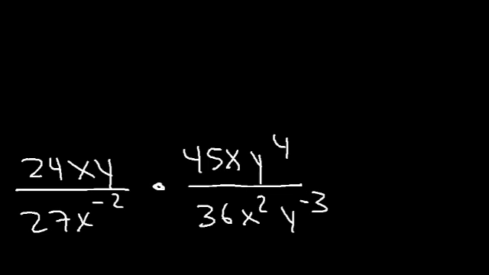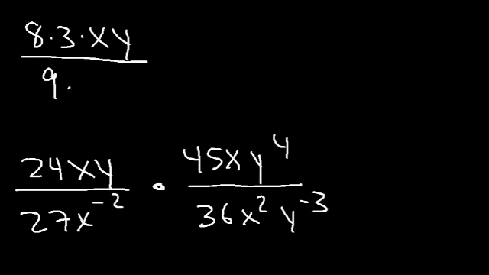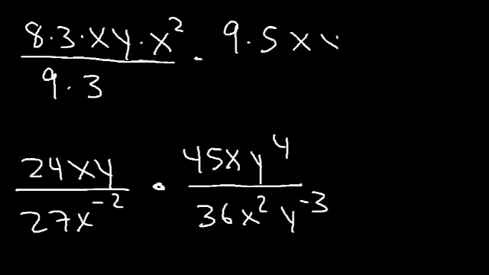So let's rewrite 24 as 8 times 3. 27, we can make it 9 times 3. And we can move the x to the negative 2 to the top. 45, let's make it 9 times 5. And 36, we could make that 9 times 4.